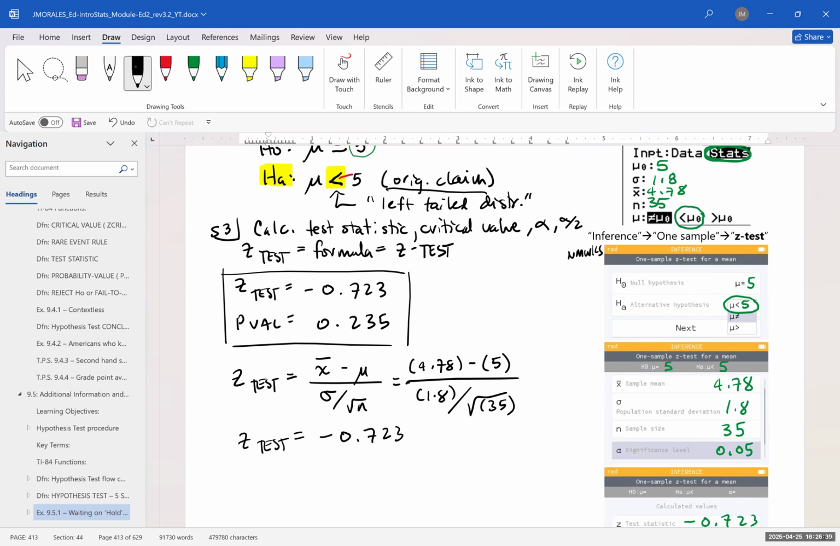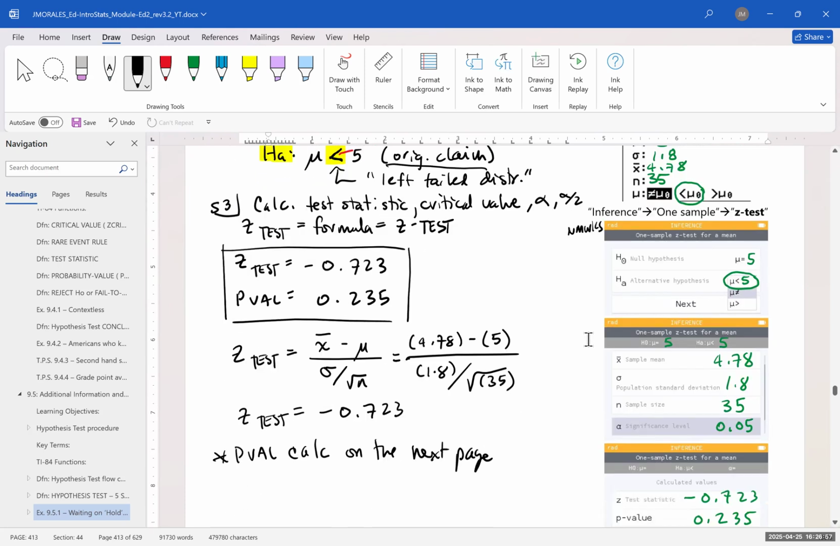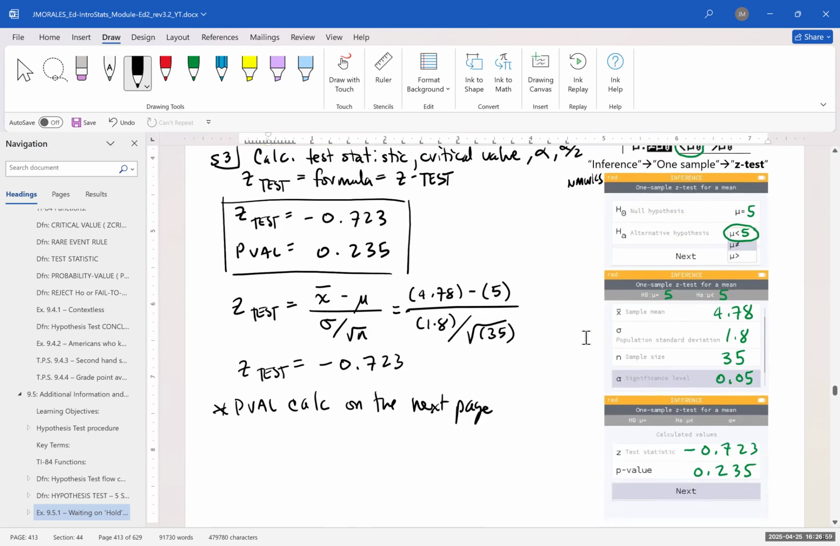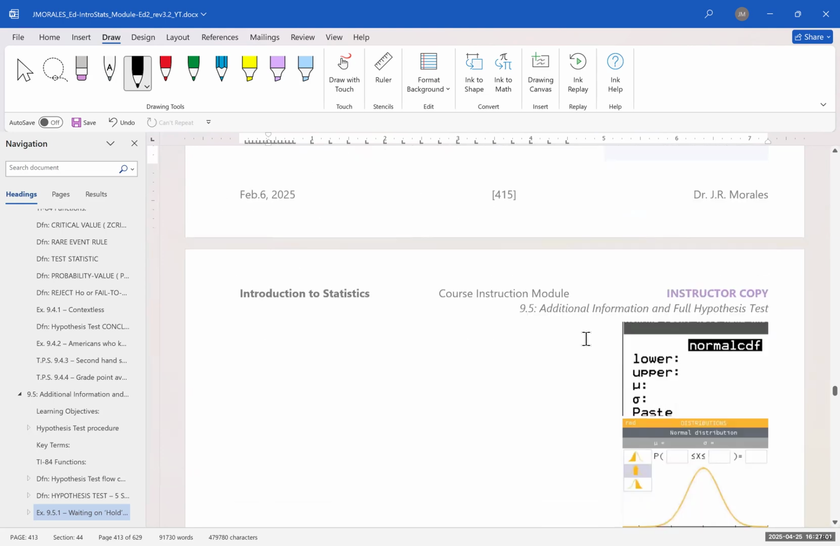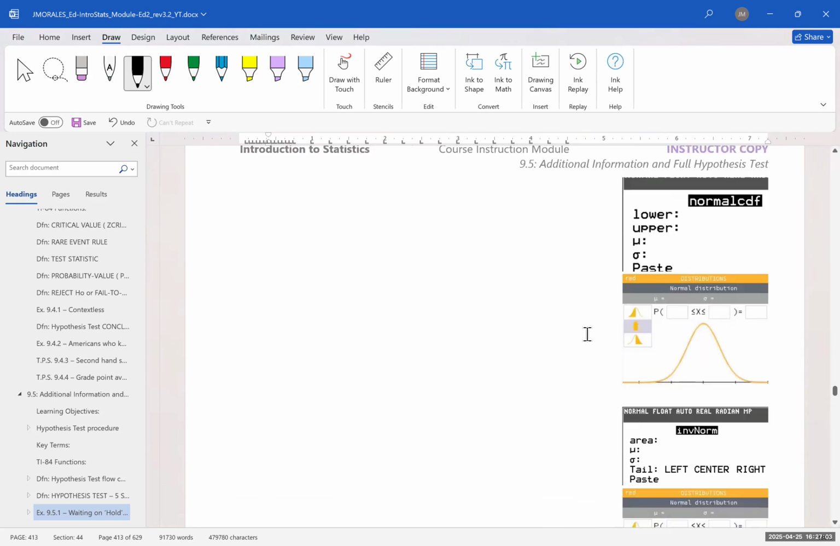Okay, now the p-value we're going to calculate on the next page. Again, because I'm trying to use these screenshots, these calculator screenshots, in order to help you work through this. All right. So let's move on here to step 4.